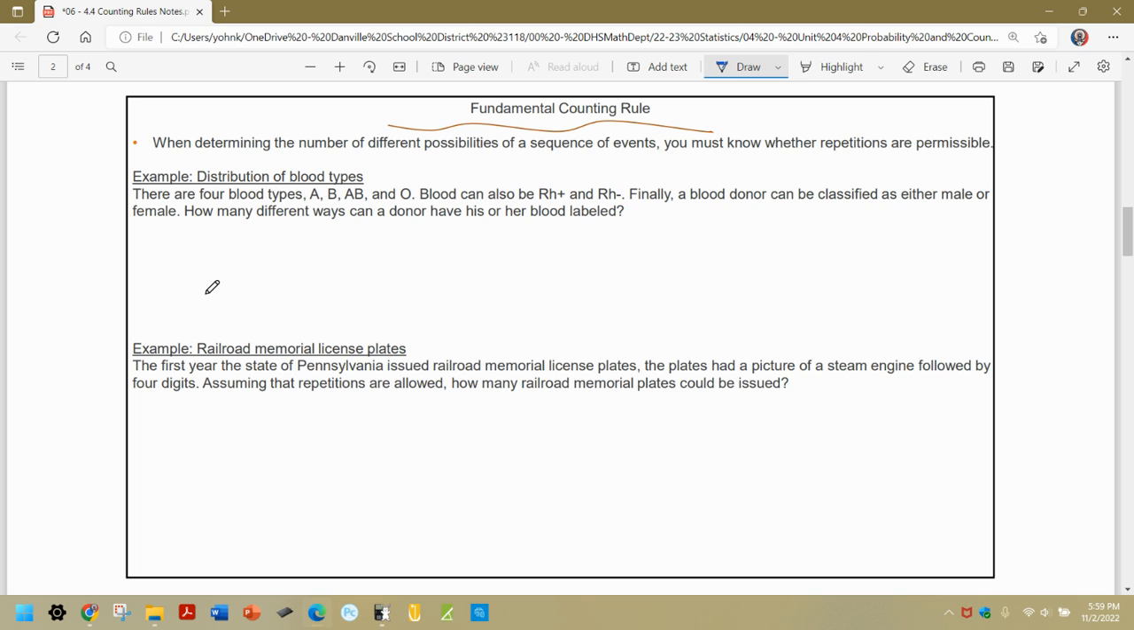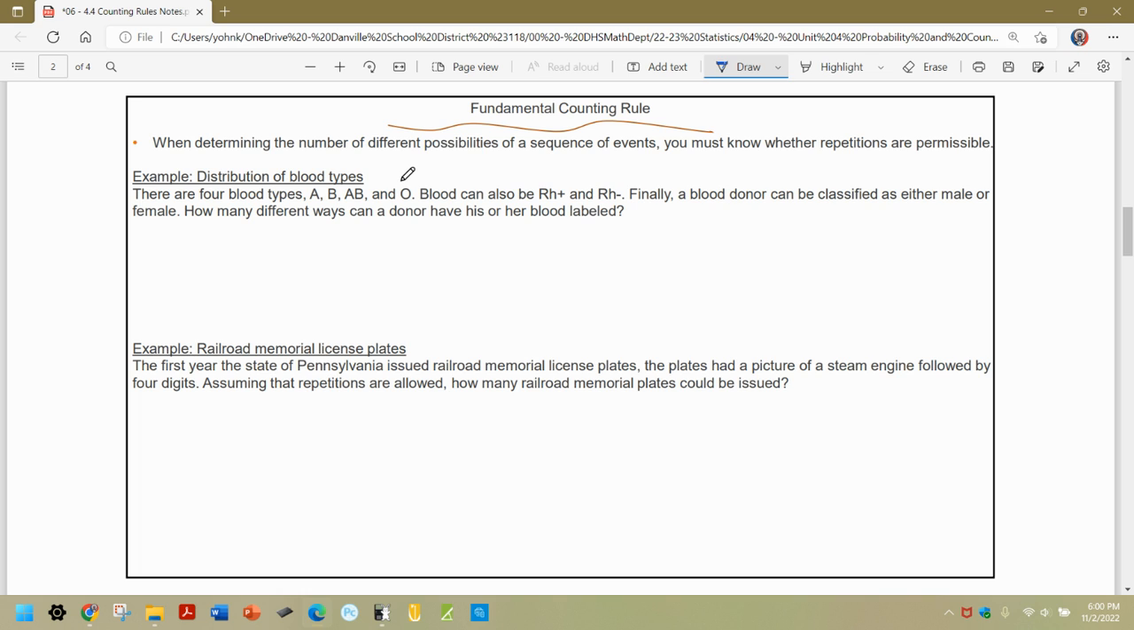So let's use that for the next two. There are 4 blood types: A, B, AB, and O. Blood can be Rh positive and Rh negative. Finally, a blood donor can be classified as either male or female. How many different ways can a donor have his or her blood labeled?